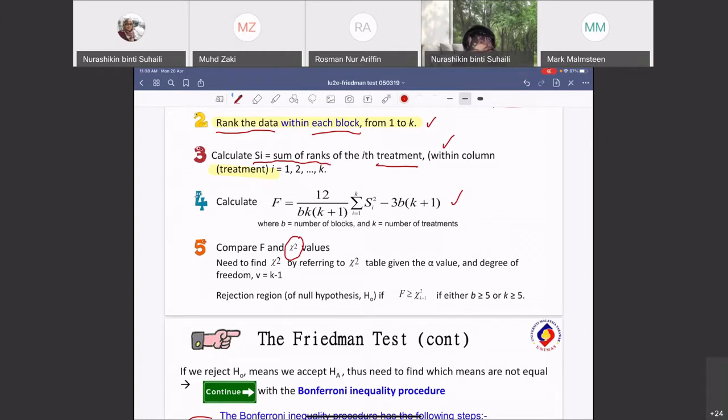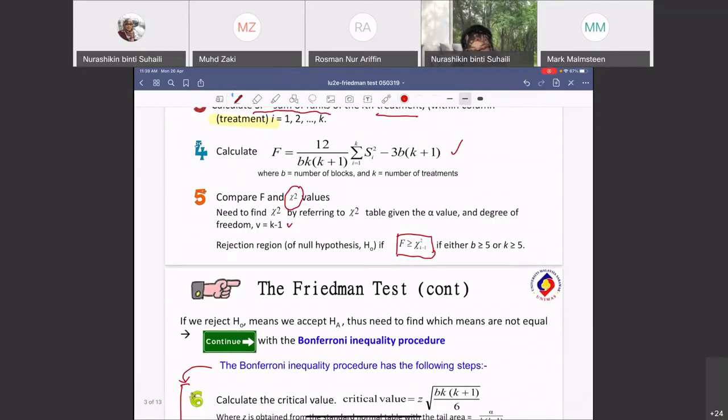And the decision rule is to reject the null hypothesis if the F value is greater than the chi-square. Okay, so this is what you have to remember. And you find the chi-square based on the information of degrees of freedom and also the alpha. So it's the same thing as the Kruskal-Wallis step there, the chi-square.